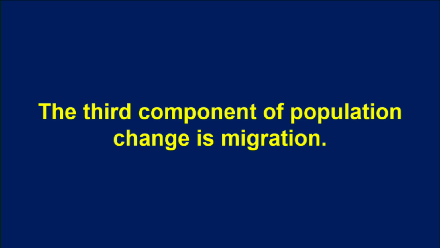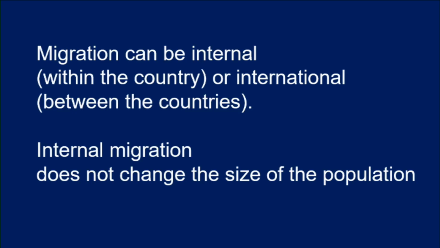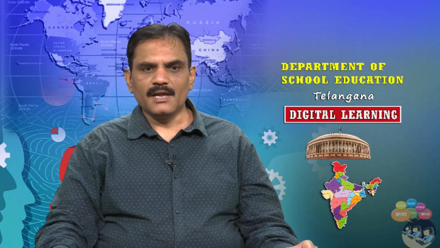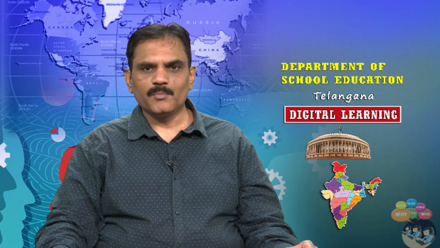Third component of the population change is migration. Migration can be internal, within a country, or international, between countries. It means people moving from one place to another place, and we call it migration. People will go to another place and again they will come back after some time. Internal migration does not change the size of the population.